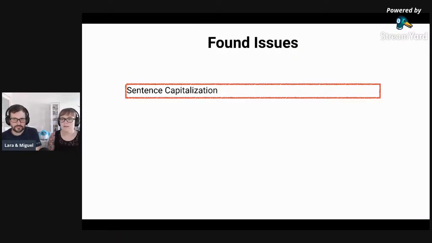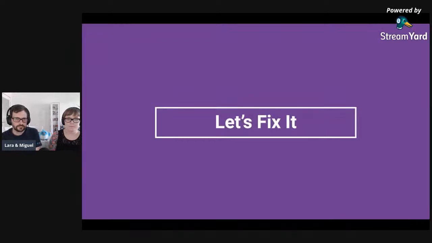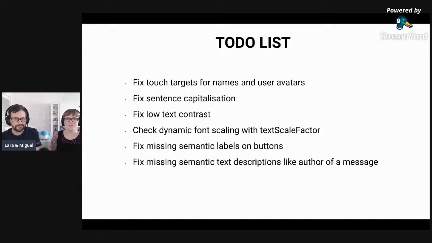So the only user issue we found in our chat application in neurodiversity is the sentence capitalization, which is going to be a tiny fix, but a very important one. Yeah, so now we can start with the fun part, which is fixing the issues.